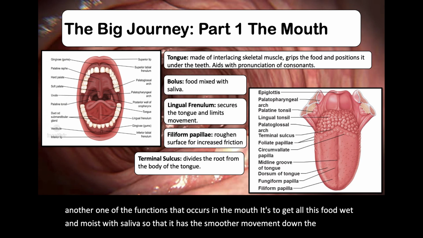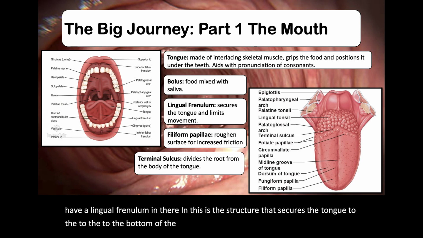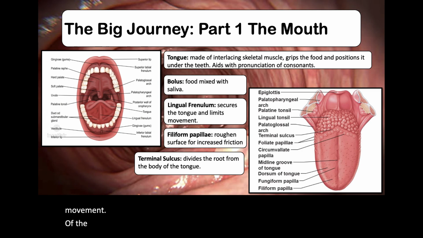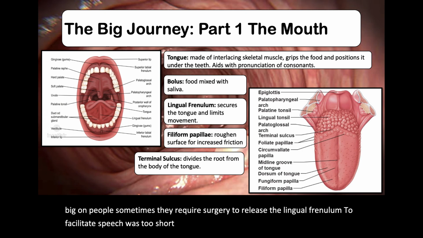I have a lingual frenulum in there, and this is the structure that secures the tongue to the bottom of the mouth, and it limits the movement. So it controls the movement of the tongue. When the lingual frenulum is a little bit too big on people, sometimes they require surgery to release it to facilitate speech, because a too short or too thick lingual frenulum would limit too much of the movement of the tongue.